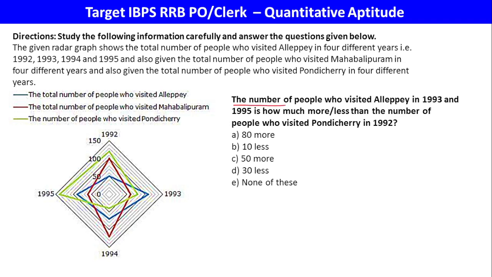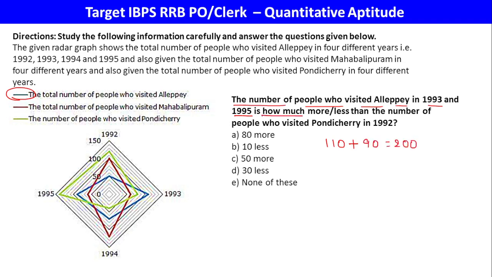The number of people who visited LFP in 1993: the blue line, which is one more than 100, so 110. And 1995 LFP: one less than 100, which means 90. The total is 200.